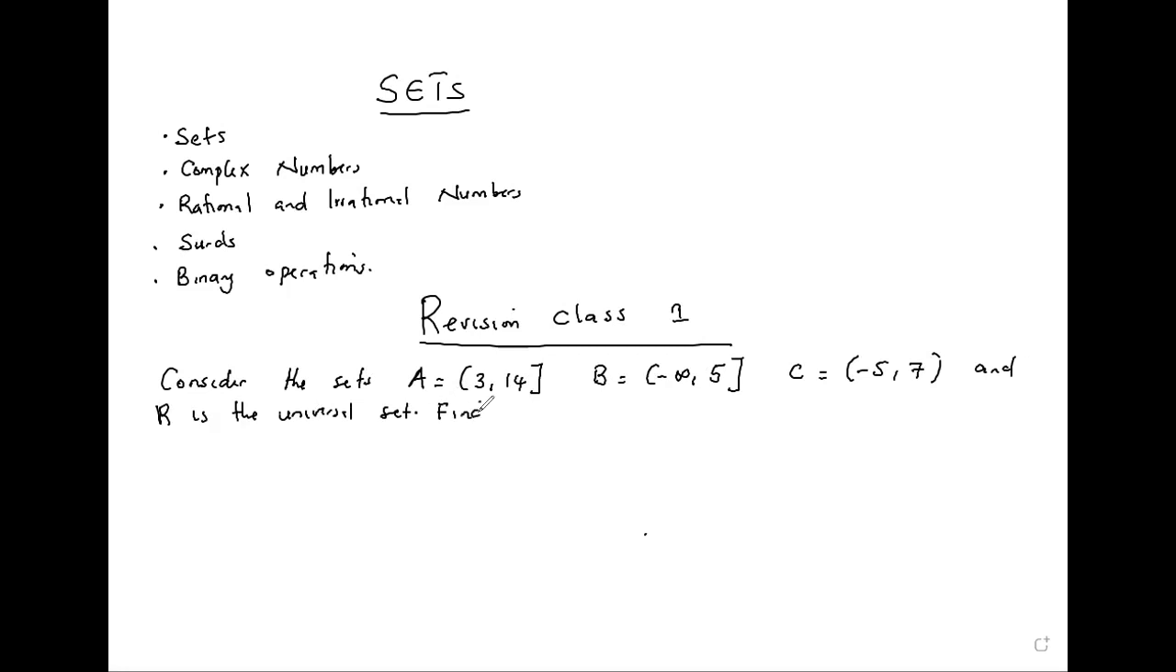Find 1, B minus C; 2, A complement intersection B minus C; 3, find A union B complement intersection C. All these questions each carried 3 marks.